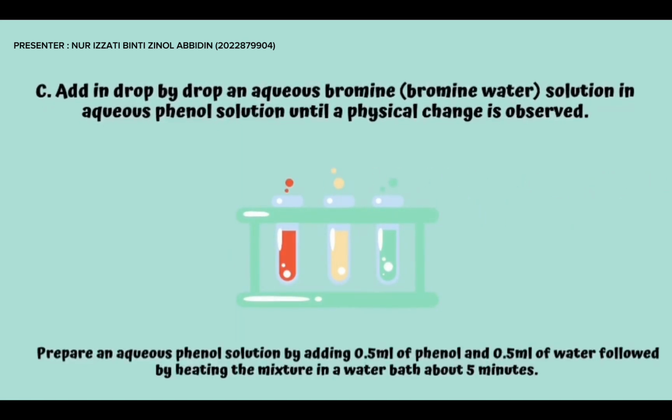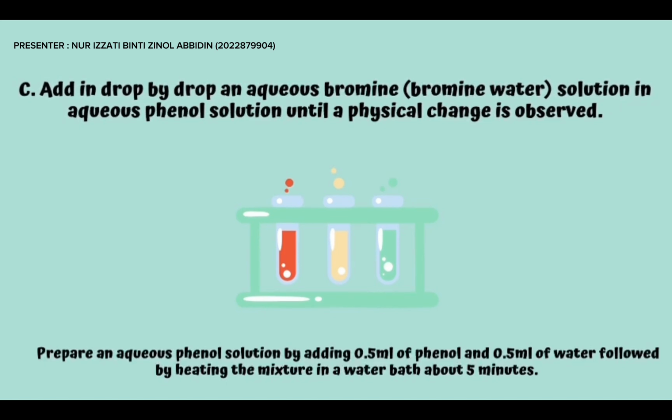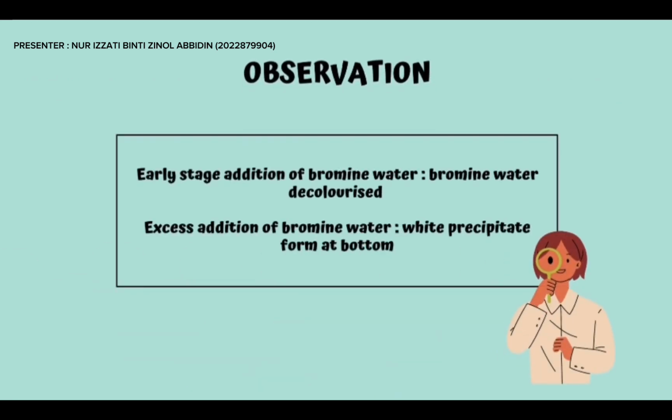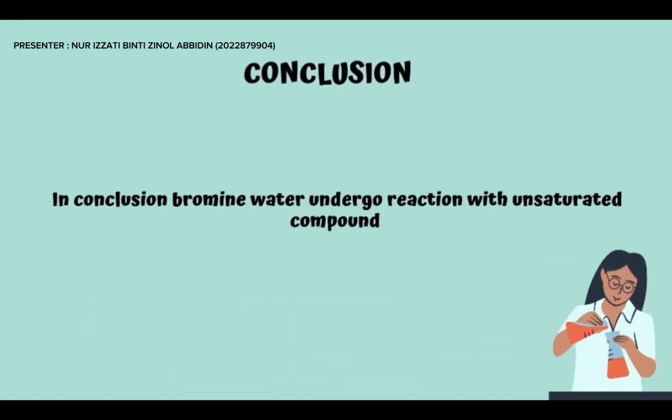Add in drop by drop an aqueous bromine, which is bromine water solution, to aqueous phenyl solution until a physical change is observed. Prepare an aqueous phenyl solution by adding 0.5 of phenyl and 0.5 of water, followed by heating the mixture in a water bath for about 5 minutes. Observation: in the early stage, the addition of bromine water decolorized. With excess addition of bromine water, a white precipitate forms at the bottom. In conclusion, bromine water undergoes reaction with unsaturated compounds.